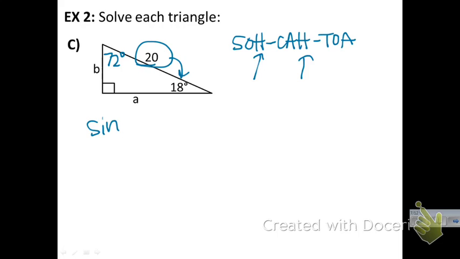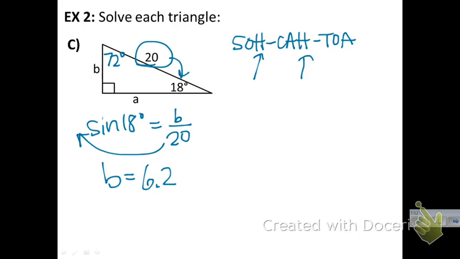Sine of our angle 18 is equal to the opposite, b, over the hypotenuse, 20. When the number's on the front, we just stick it in front, and then we type that in our calculator. That will find b for us. b here is 6.2.